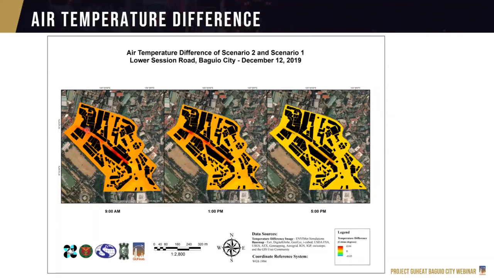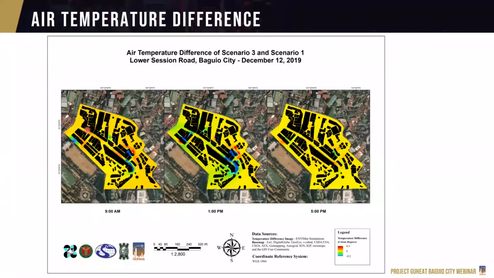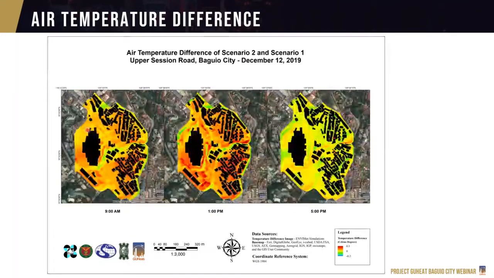like in this one here, where scenario three is the same as scenario one, but some of the open areas in scenario one have been replaced with buildings and some of the pine trees have been removed. I think this was already discussed earlier by Alvin. And this is just another output. This time it's a different area. It's Upper Session Road.